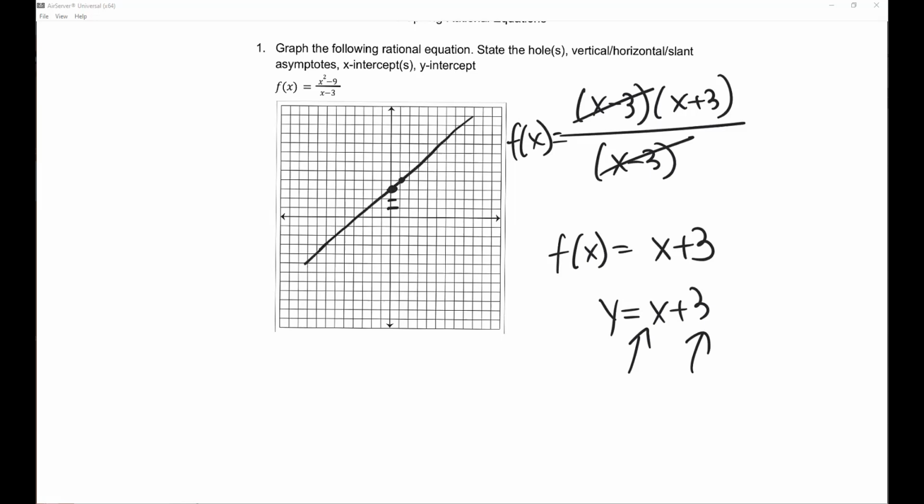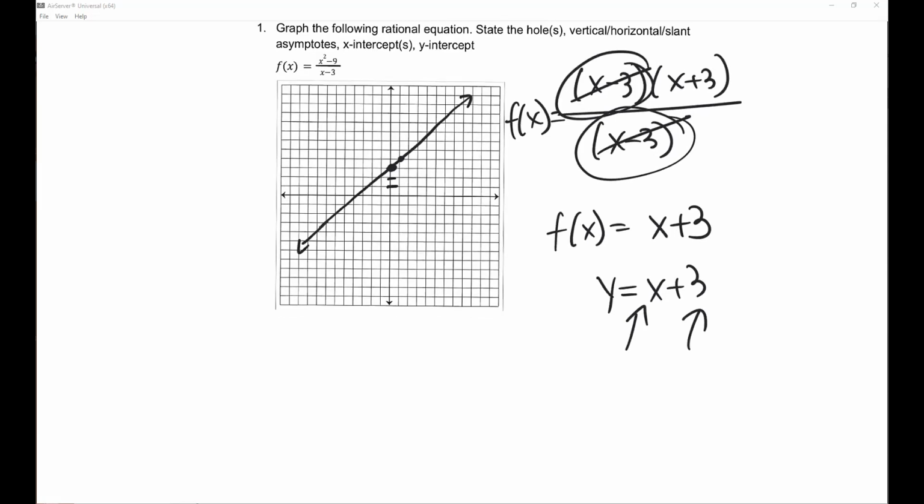All right. And then notice that you canceled out the x minus 3. So there's a hole where x minus 3 is equal to 0, x is equal to 3. There's a hole here. And so you have to go to 1, 2, 3. And at this point right here, this is where the hole is right there. All right. If you did that, you're good.